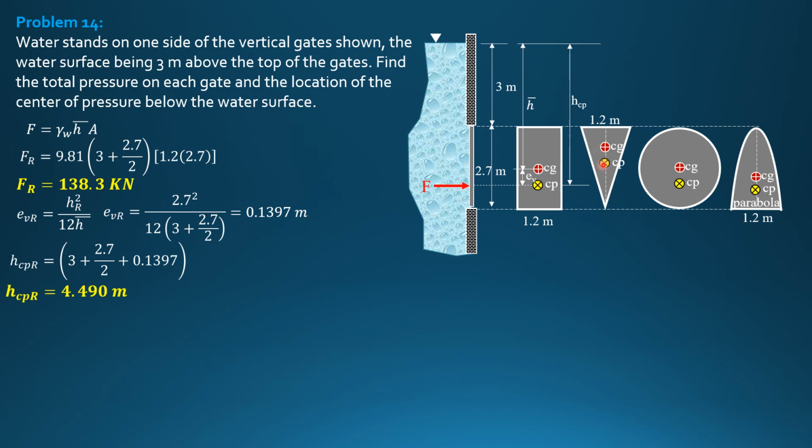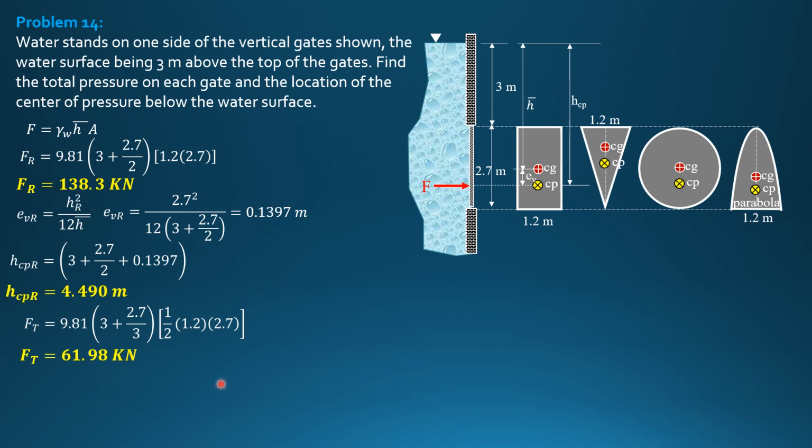Then for the triangle, F of triangle is 9.81, barred H is 3 plus 2.7 over 3. This is 2.7 over 3. Area is one half of 1.2 times 2.7. So the force or total pressure for the triangular area is 61.98 kilonewtons.